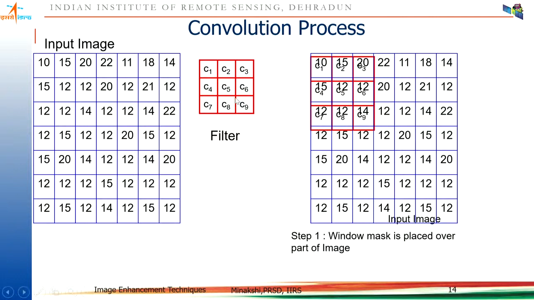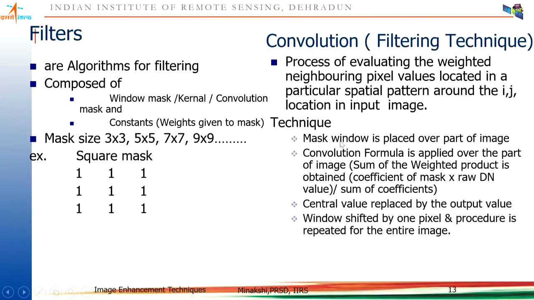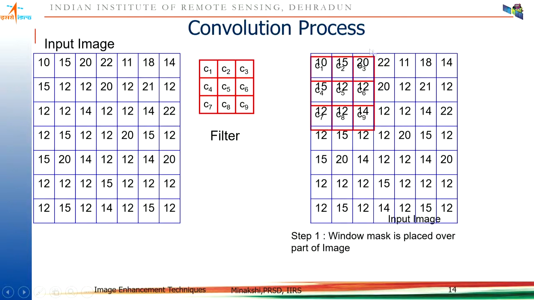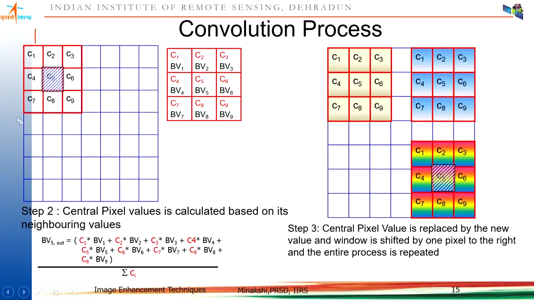Now, first we take this mask and place it over the first part of the image. Mask window is placed over the part of the image, and then a convolution formula is applied. So I have placed the mask over one part of the image, and the convolution formula is applied. What is the convolution formula? If I zoom in here, please see, when I place this mask over here, the mask has constants C1, C2, C3, C4, C5, C6, C7, C8, C9.